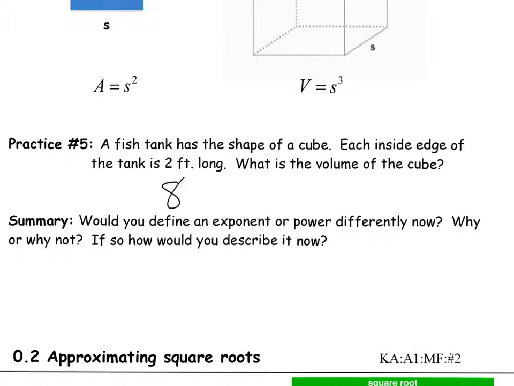Alright, so you should have said that it would be 2 cubed, which is 8, and then you would write 8 cubic feet, because that's the unit that we would be dealing with in volume for this situation.